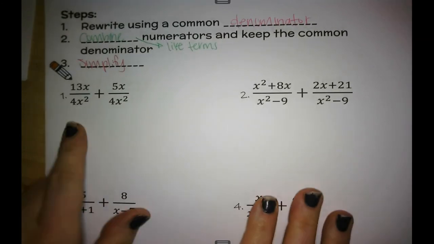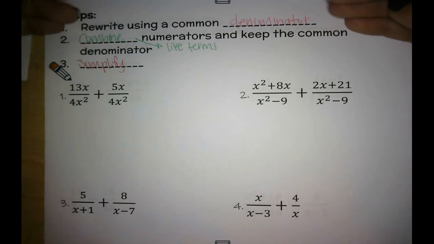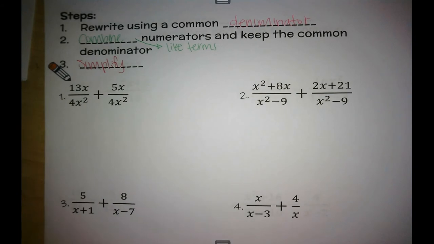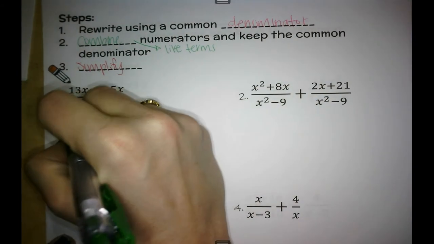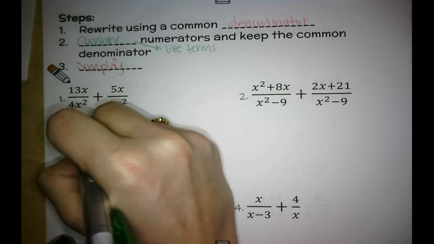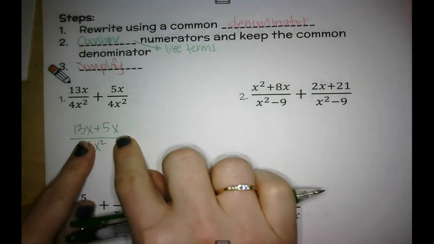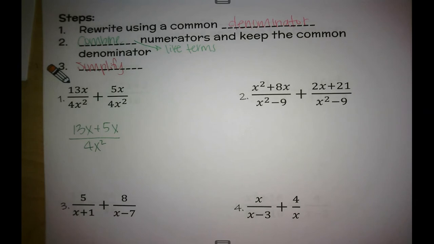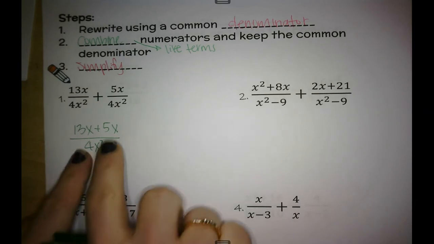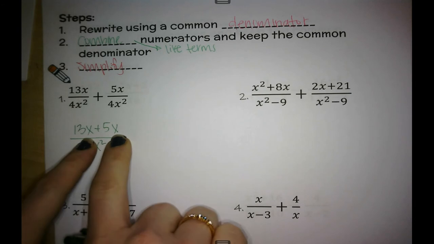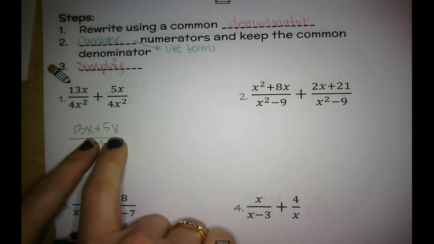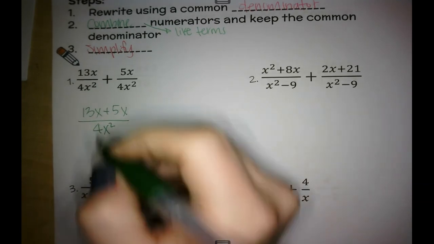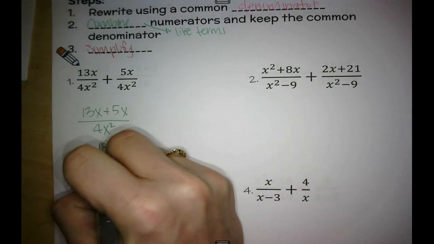All right. This first example, remember, the first thing you want to do is make sure we've got a common denominator. Our denominators are common, so I'm just going to add 13x plus 5x over 4x squared. Remember, like terms are ones that have the same variable with the same exponent. So these both are x's, meaning they're x to the 1, so they have the same variable with the same exponent. So I can add these numbers in front. 13 plus 5 is 18x, and that's over 4x squared.